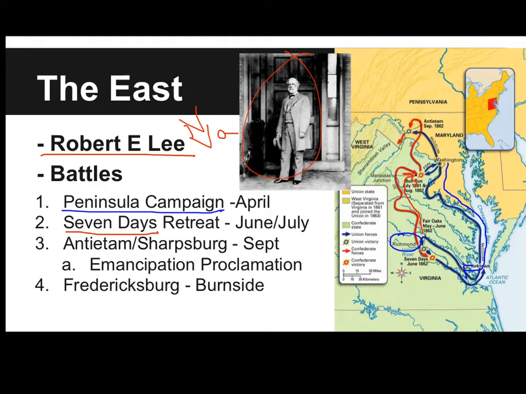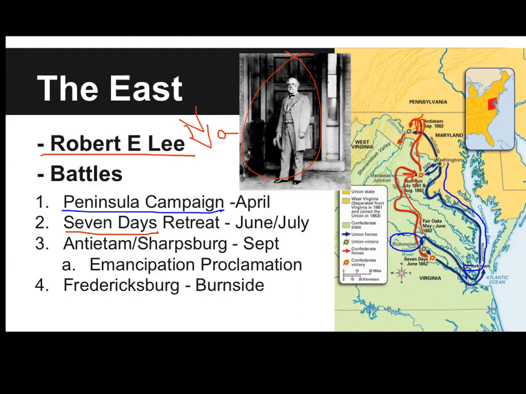And the South is so confident after their 7 days victory and the second battle of Bull Run that they decide to invade the North. And so they go into Maryland here. They go into Maryland thinking that Maryland is a slave state. Even though they stay with the Union, they'll find some support there. And while there, General McClellan has to go out and face them.